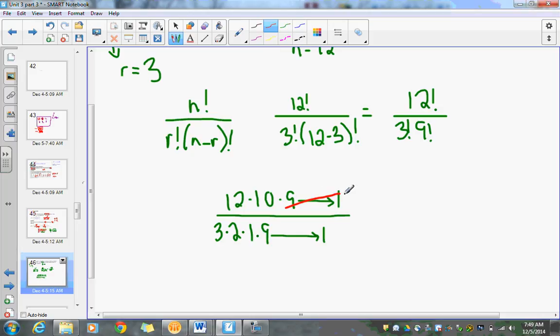And so I'm going to cancel out the 9 to the 1, 9 to the 1. So 12 times 10, I believe that's 120 off the top of my head. I could be wrong, but I don't think I am. Over 3, 2, 1, 6. My answer is going to be 20, I believe. There you go.